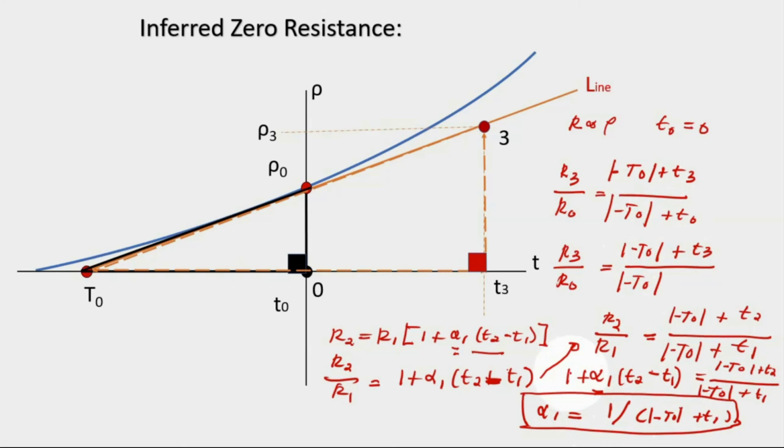So this is the inferred zero resistance. Therefore, if you know the absolute value of the temperature of your material, you just add it with the temperature in condition 1. That will be your denominator, or the inverse of that, and when you press your calculator, it will give you the temperature coefficient. So this is all about inferred zero resistance.